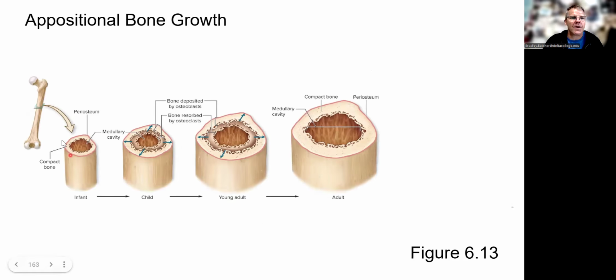The periosteum is out here, just superficial to the compact bone. You have that medullary cavity, that hollow center. The bone is being broken down here, or we say reabsorbed or resorbed, by the osteoclasts. They're breaking it down. Bone is being deposited in the outer rim by the osteoblasts. And so eventually you get that bone getting bigger and bigger in circumference.